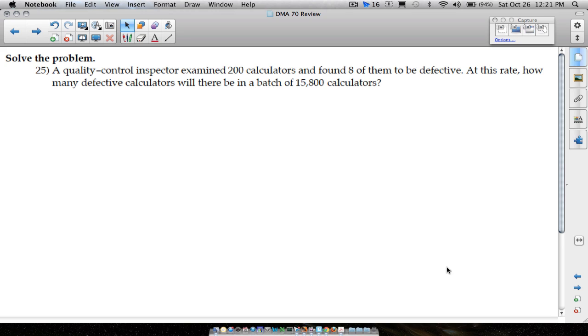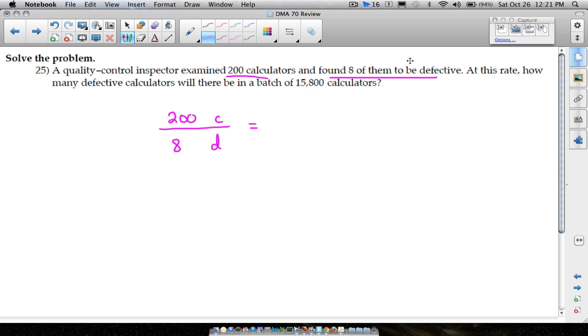And last but not least, number 25, a quality control inspector examined 200 calculators and found 8 of them to be defective. Out of those 200 calculators, 8 of them were defective. Now you don't have to include these letters. I'm going to actually erase them in a minute. As long as you remember, you want calculators at the top and you want the number of defective at the bottom. At that rate, how many defective calculators will there be? That's the question we're trying to find.